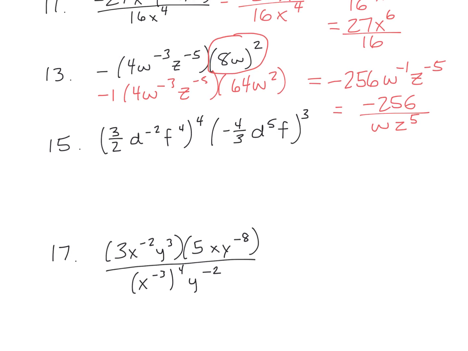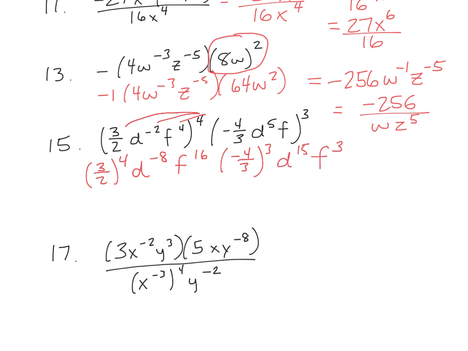Number 15. I've got two sets here where I have a parenthesis, so I'm going to do power of power. I'm going to take everything in here to the fourth power. So I've got 3 halves to the fourth. I have d to the negative 8th. I have f to the 16th. I have a negative 4/3 to the third. I have d to the 15th. I have f to the third.